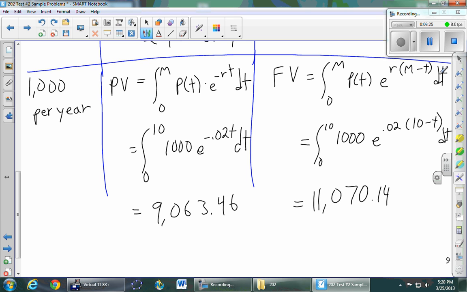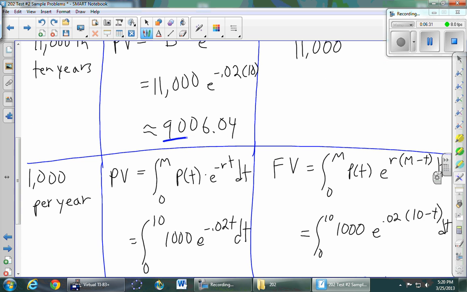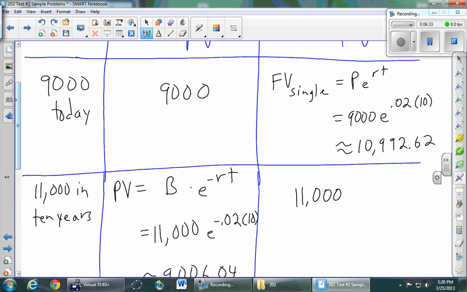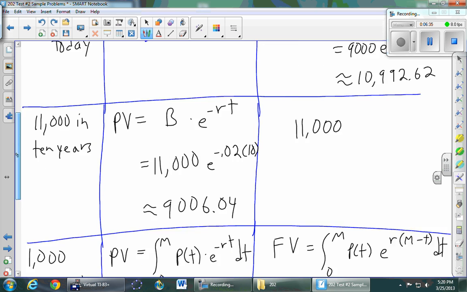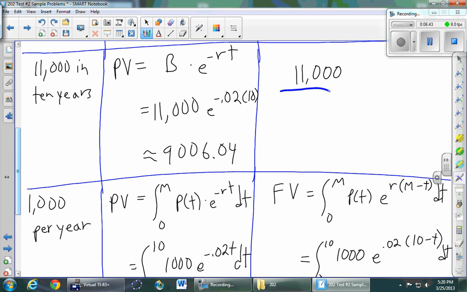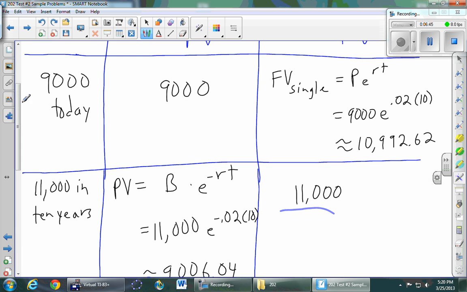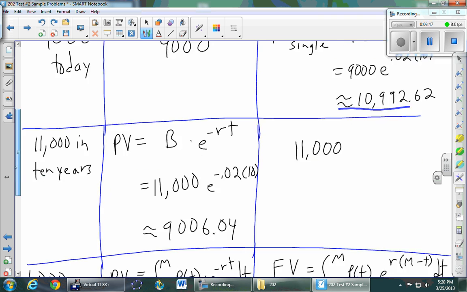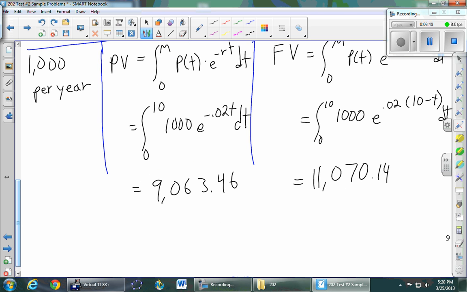So comparing these, we see that your present value is 9,063, which is better than 9,006 and better than 9,000. So it seems like the last row is the best option. Let's see if the future value agrees with that. In the future, it's worth $11,070, which is better than 11,000 and better than 10,992. So in this case, the income stream is the best.